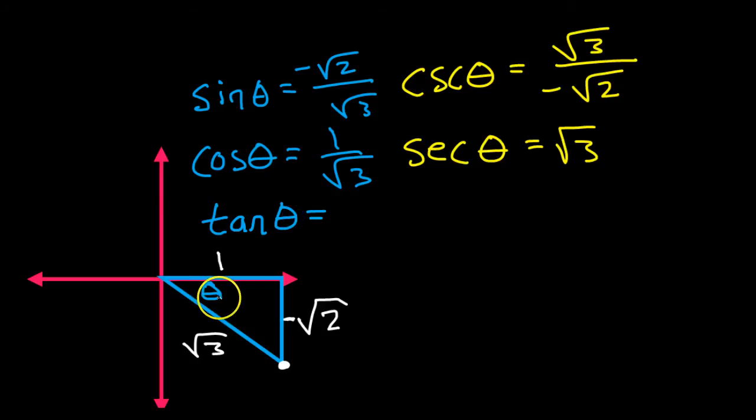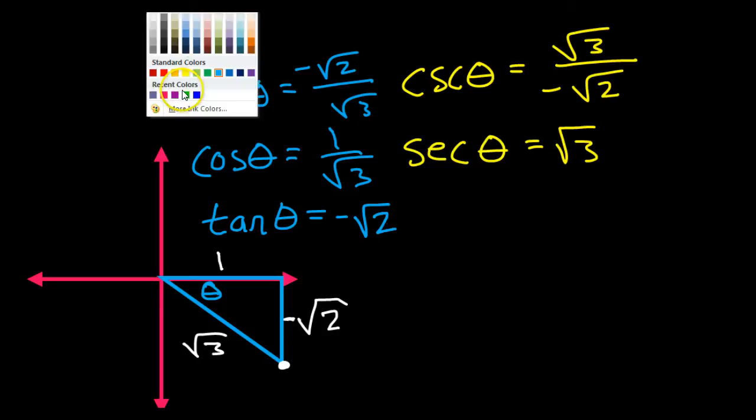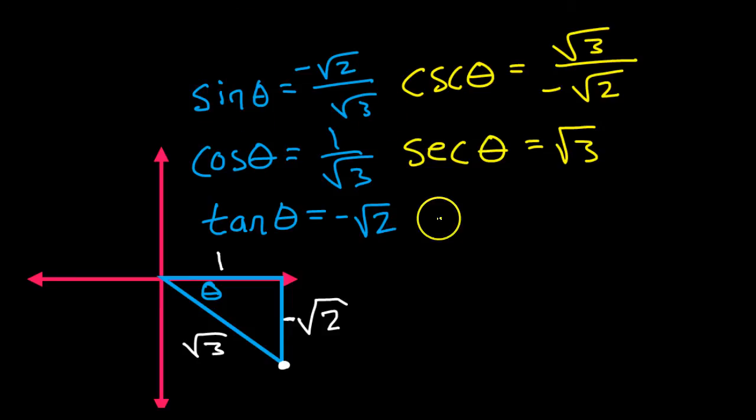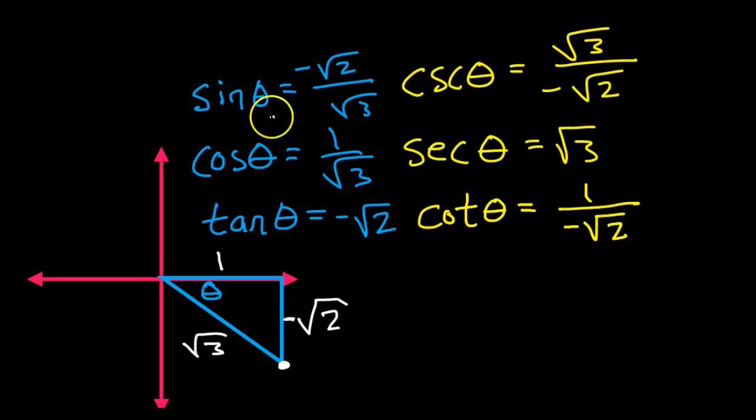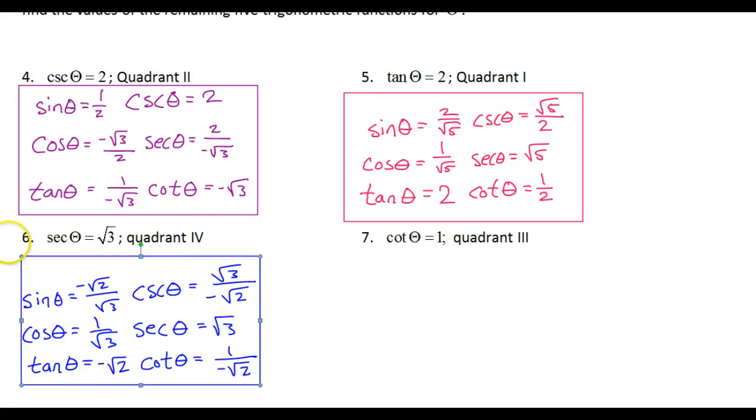All right, tangent is opposite over adjacent. So that's going to be negative radical 2 over 1, which is just negative radical 2. Of course, the reciprocal of that is the cotangent function, and that's just going to be 1 over negative radical 2. So now we have all 6 trig functions. All right, so that was number 6.